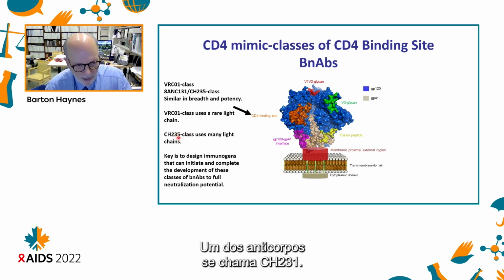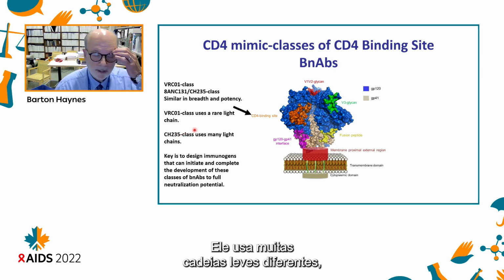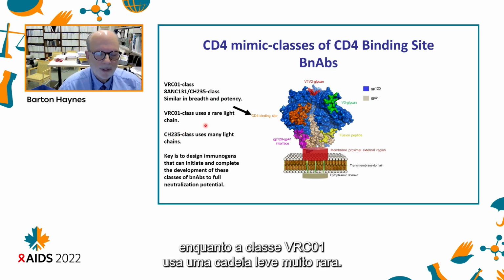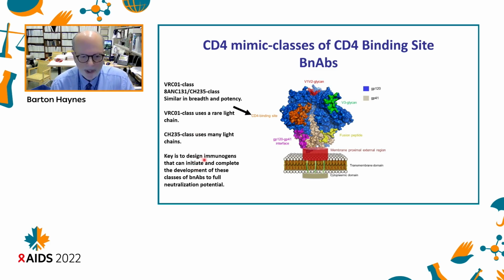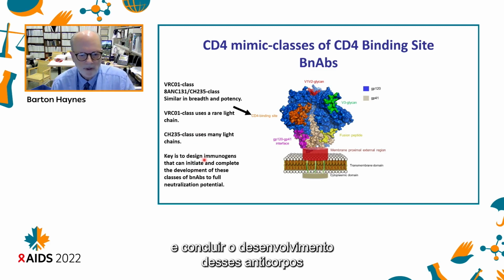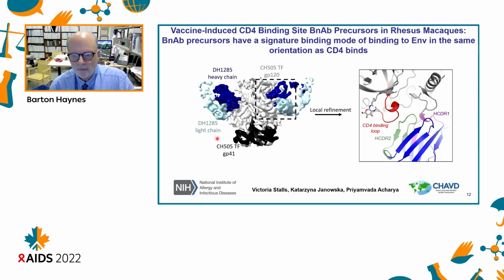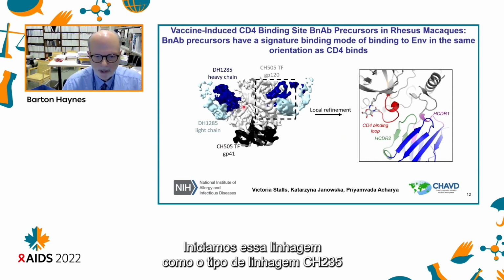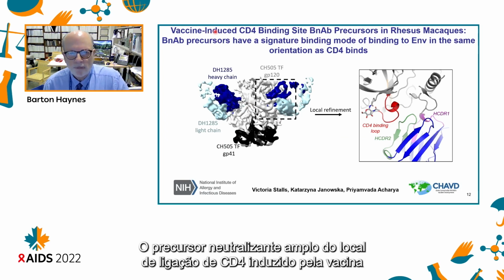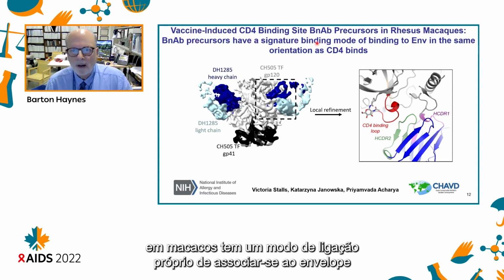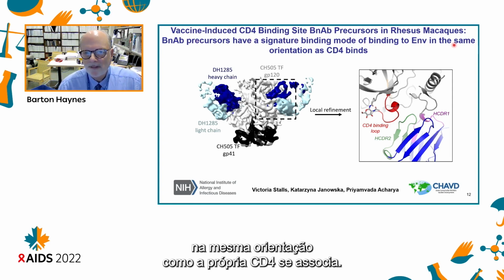One of the antibodies, called CH231, uses many different light chains, whereas the BRCA1 class uses a very rare light chain. And the key is to design immunogens that can initiate and complete the development of these antibodies to full neutralization potential. We've initiated such a lineage, a CH235 type of lineage, by the following criteria: vaccine-induced CD4 binding site broad neutralizing precursors in macaques have a signature binding mode of binding to the ONV in the same orientation as CD4 itself binds.